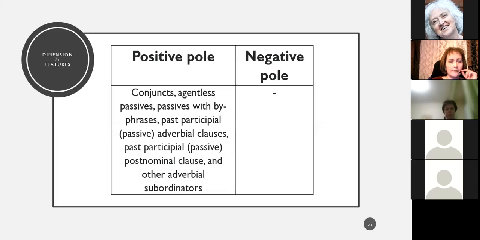And like in the case of the previous dimension, dimension 4, in dimension 5, there are no features on the negative pole. So this pole is characterized simply by a lack of the features on the positive pole, like conjuncts, agentless passives and passives with by-phrases, participial clauses, post-nominal clauses, and other adverbial subordinates.